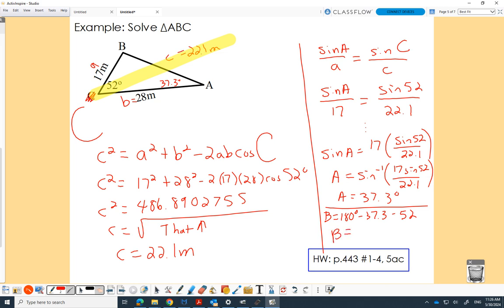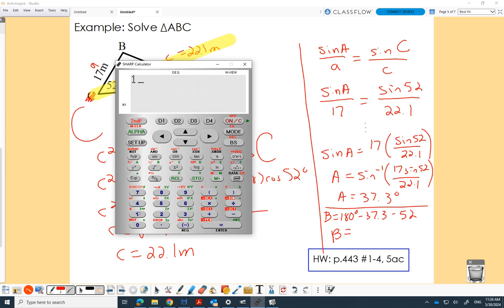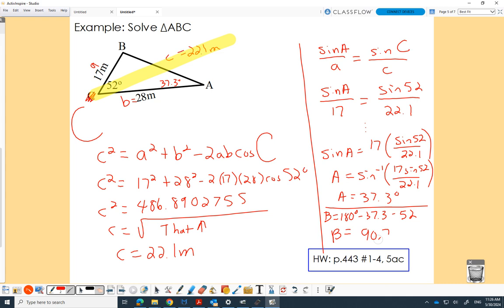B equals... Did you get 90.7? So it's a situation where it really looks like it was right angled, but it's not. And if I tried to use SOHCAHTOA on this, my answers would be off because of that, because the angle isn't exactly 90. And actually, the fact that this one's 90.7, we didn't do that on purpose. We just made up a question, and it worked out that it was close to 90 degrees.